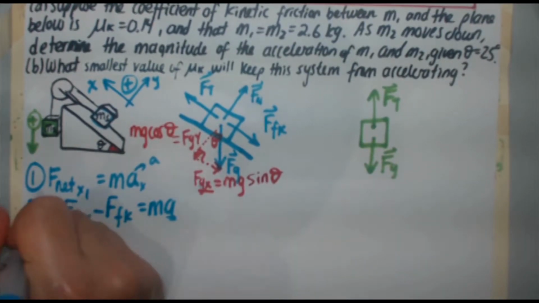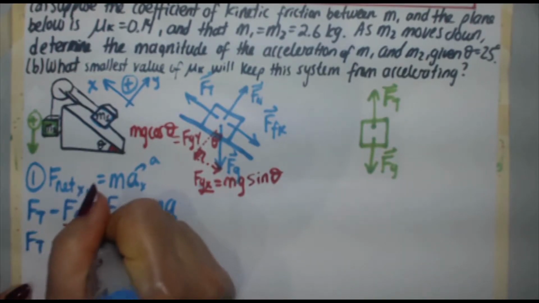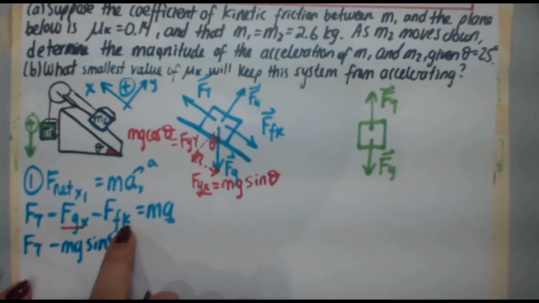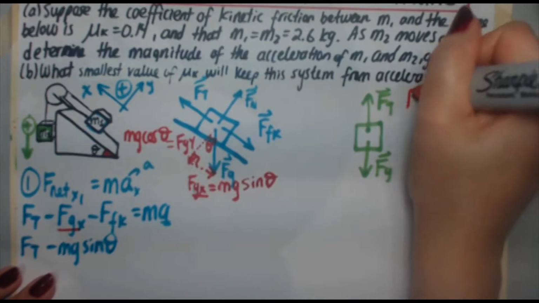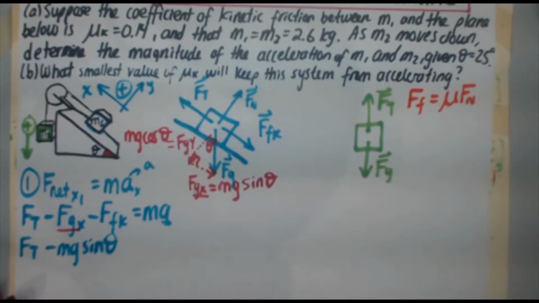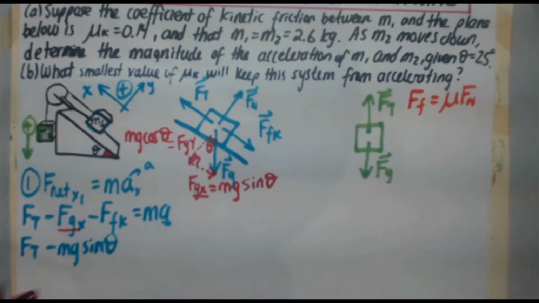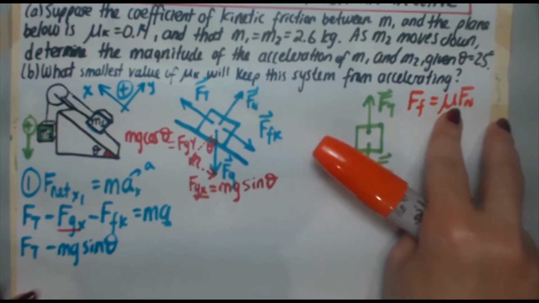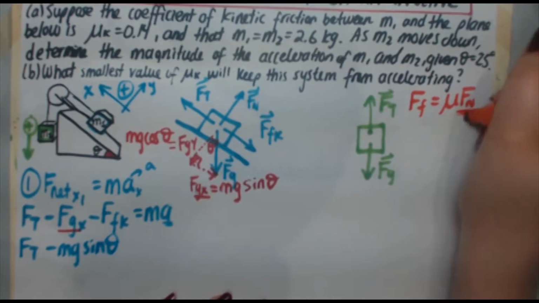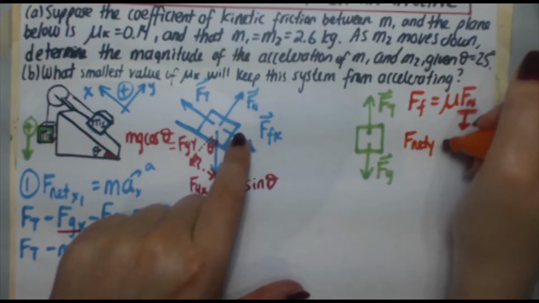Okay, so Ft minus mg sine theta. Now for Ffk, force of friction is always given by the following relationship. Force of friction is equal to the coefficient of friction times the normal force. Now, if it's static friction, you put the coefficient of static. Kinetic friction, coefficient of kinetic. Here we're dealing with kinetic friction. What you have to figure out is the normal force. And we're going to do that by looking at the net force in the y direction for this first block.